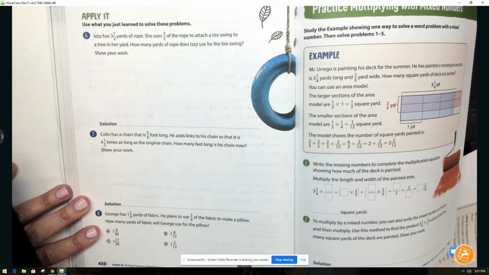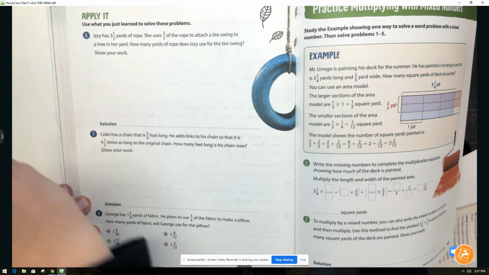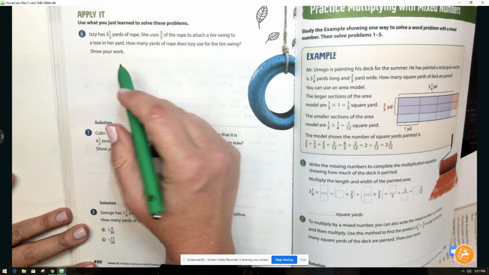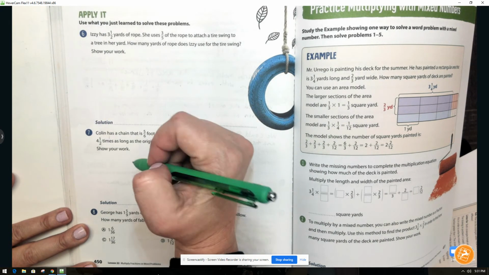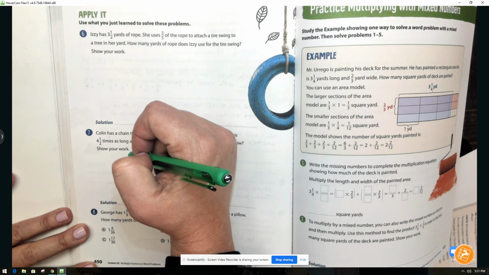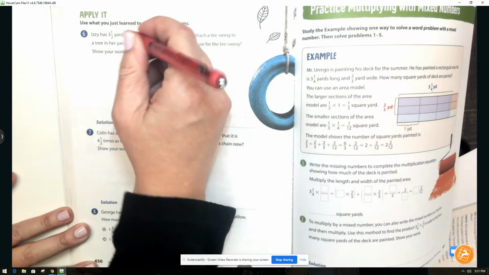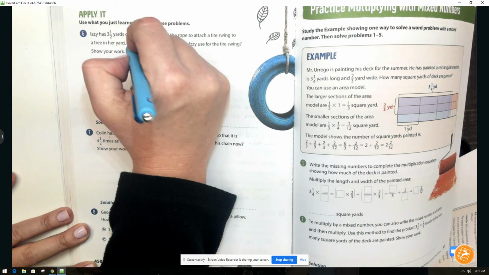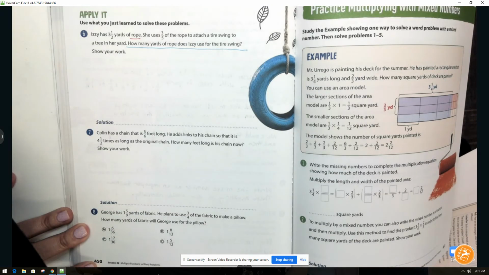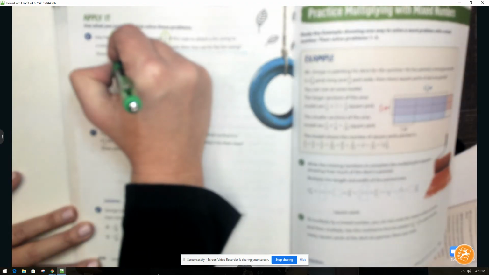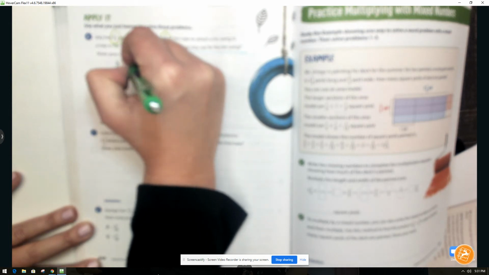Show your work. So for number 6 and 7 today, I'm going to use the equation method in both. But in one, I'm going to change the mixed number to an improper fraction. And in the other, I'm going to show you the alternate method, which I want to try out. And so I think it'll be good. So up here, we're going to start out with this. Izzy has some rope, and we want to know how many yards of rope Izzy uses for the swing. We know that she has 3.5 yards and she uses 3/5 of the rope to attach to the tire swing. So we want to know what is 3/5 of 3.5.